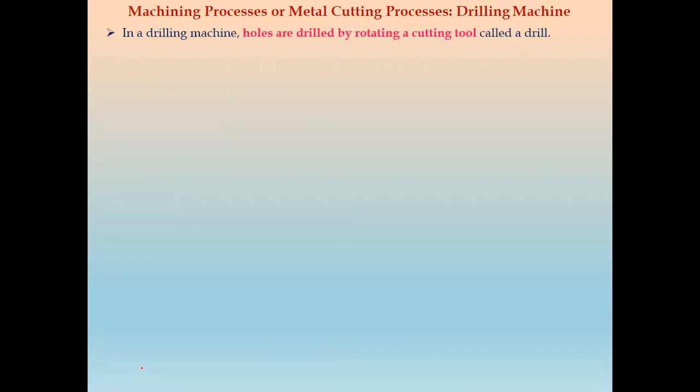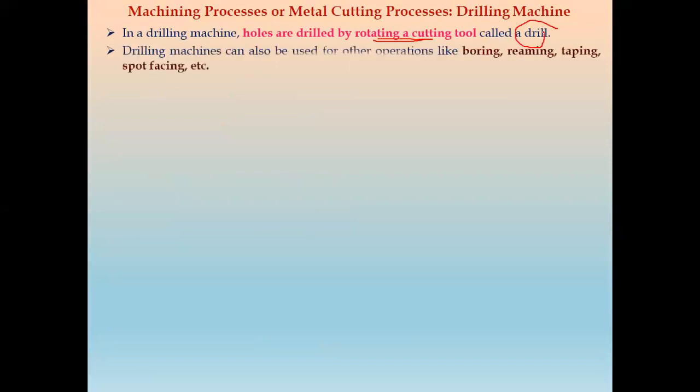So in a drilling machine, mainly the holes are drilled by rotating the cutting tool. That is called a drill. And the drilling machine can also be used for operations other than drilling, like boring, reaming, tapping and spot facing. So these operations can also be performed on drilling machines.